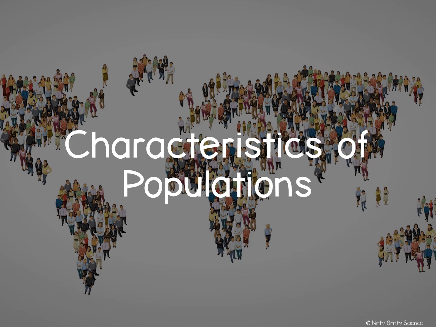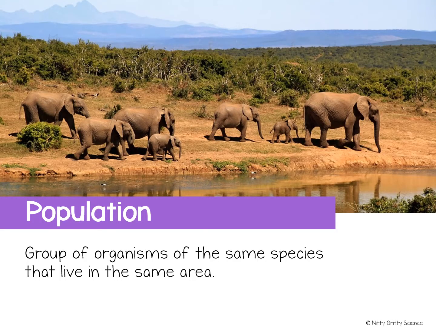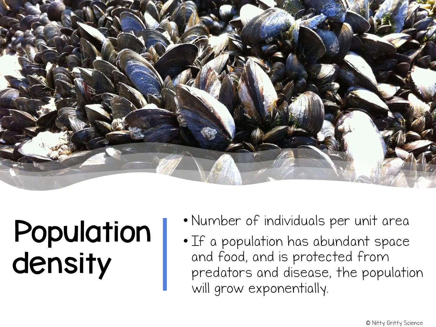Characteristics of populations. To begin, let's review that a group of organisms of the same species that live in the same area is a population. Sometimes an ecologist may need to know more than just the total size of a population. In many situations, it is helpful to know the population density, or the number of individuals in an area of a specific size. An ecologist can calculate population density by dividing the number of individuals by a unit area.